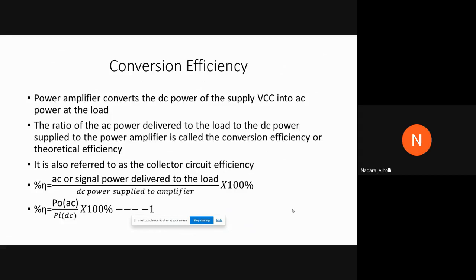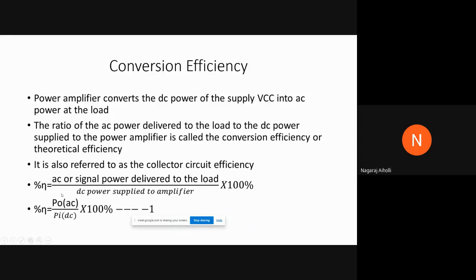A power amplifier converts the DC power of the supply, that is the VCC power supply, into AC power that is delivered to the load. The ratio of the AC power delivered to the load to the DC power supplied to the power amplifier is called conversion efficiency, or theoretical efficiency, or collector circuit efficiency.